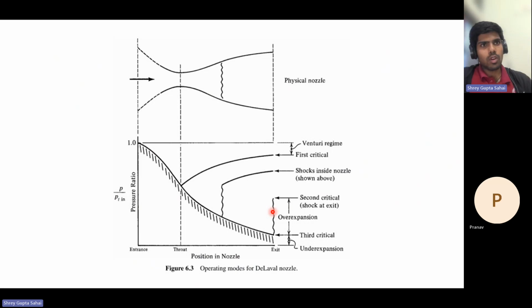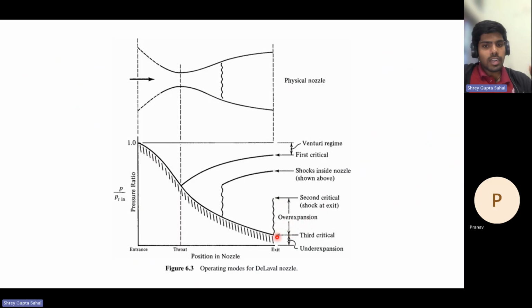Whatever these shocks are there, basically what are they doing? Just before the exit of the nozzle and just outside of the exit of the nozzle, there is an increase in the pressure. So this shock is basically facilitating the pressure rise. And so we see that just before the nozzle exit, we have expanded the nozzle too much. We have expanded the flow too much, so that a normal shock is compressing it back to the back pressure or exit conditions. And so in this region, we call it overexpansion.